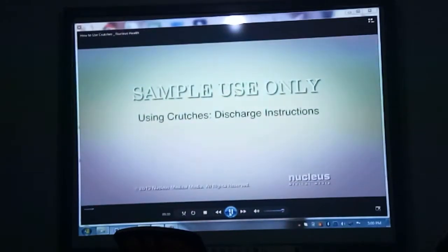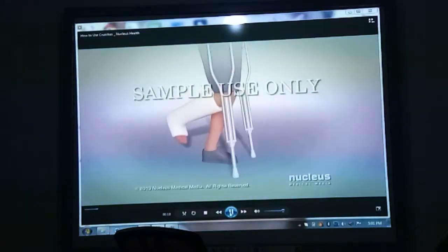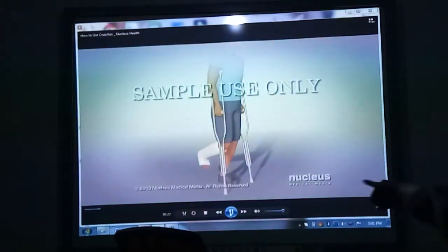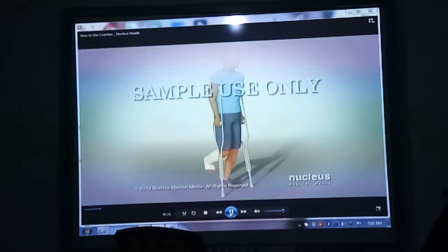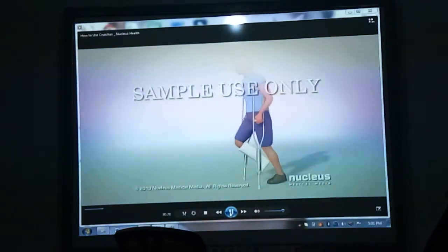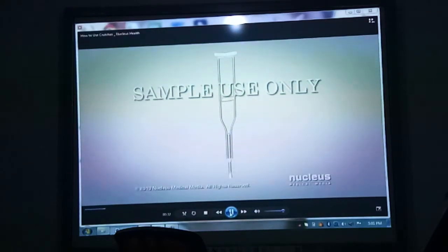This video will teach you how to use your crutches. Please watch the entire video before using your crutches. Crutches help you move around without having to put weight on your injured foot or leg. If you have had an injury to or an operation on your foot or leg, you may need to use crutches. We'll be talking about certain parts of crutches in this video.